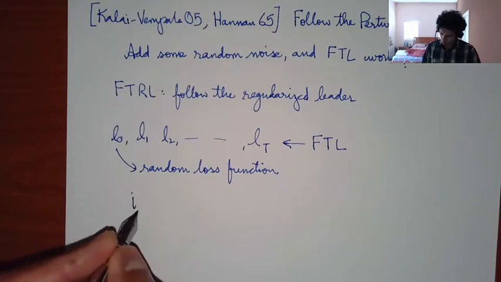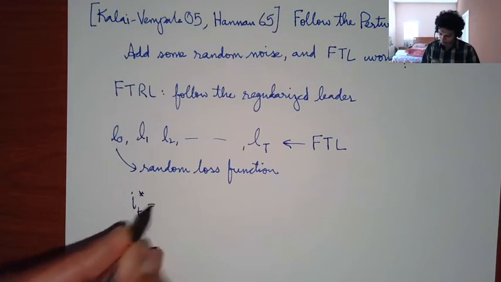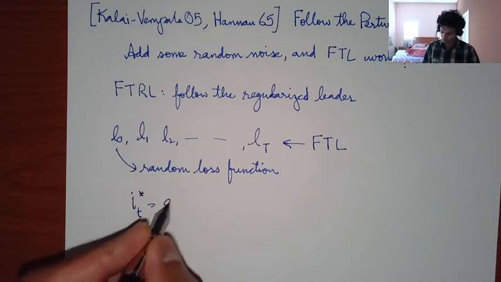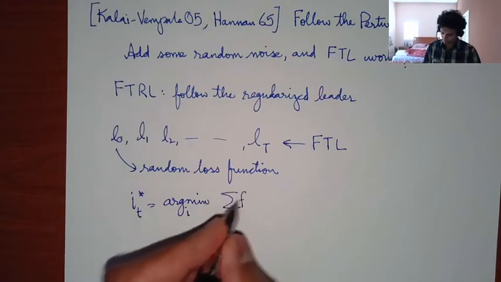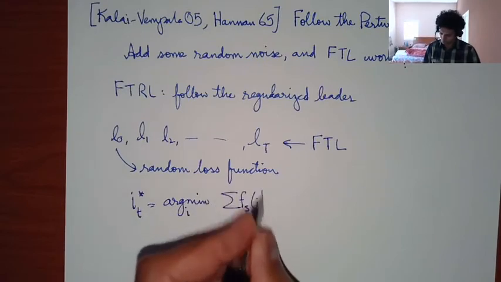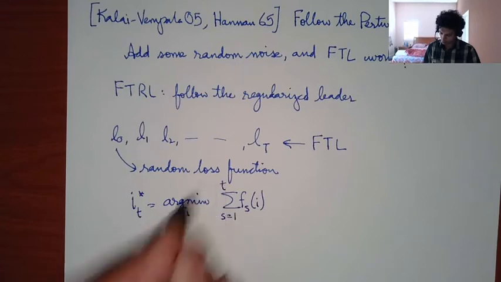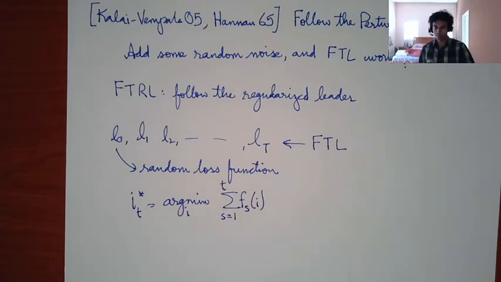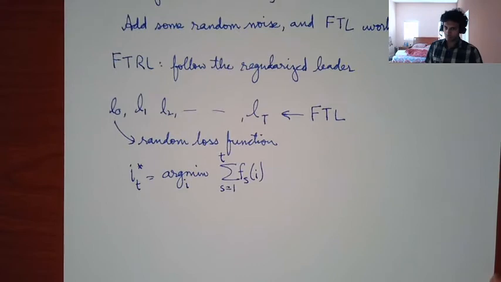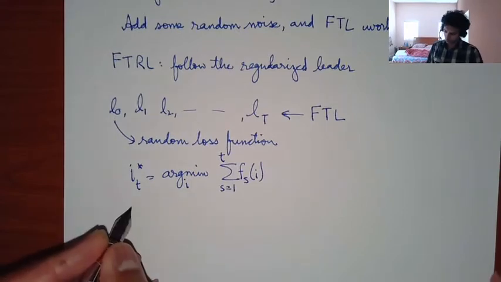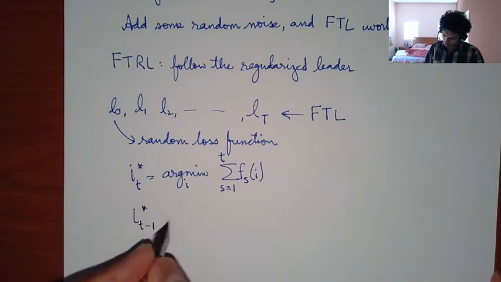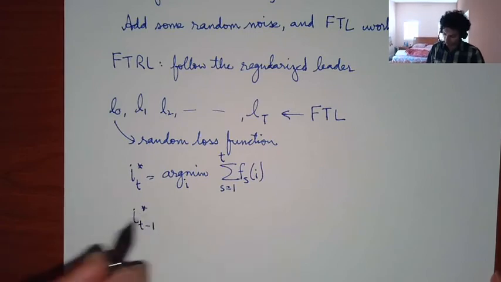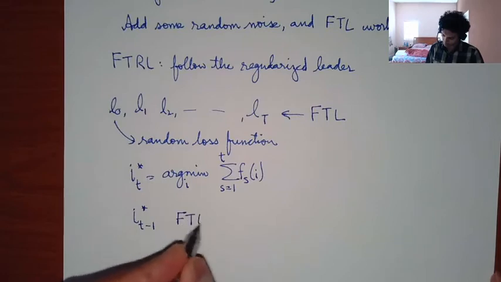So recall that I define IT star as the argmin of the summation of Ls of I, S goes from 1 to t. Okay, so I want to define 4 quantities. So there's IT star, there's IT minus 1 star. So this is what FTL plays. FTL is playing this quantity.